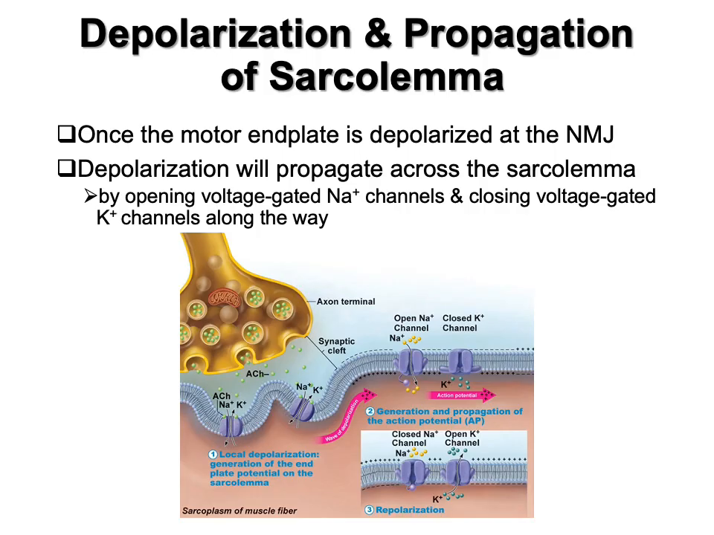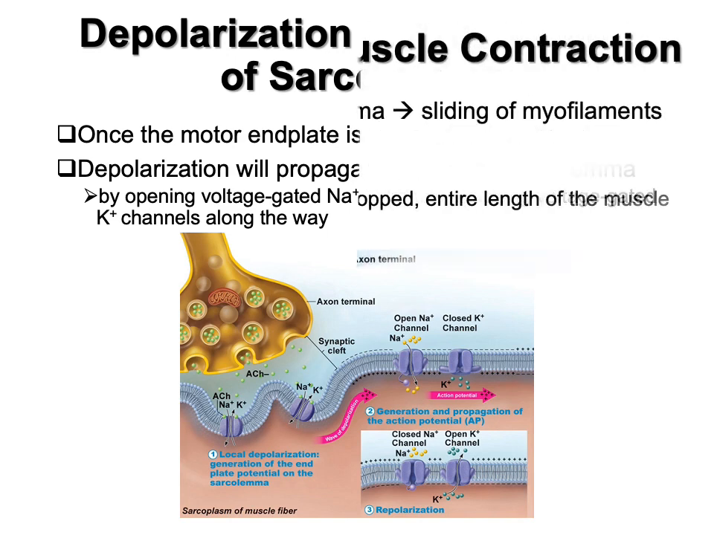Depolarization and propagation of the sarcolemma. Once the motor end plate is depolarized at the neuromuscular junction, the depolarization will propagate across the sarcolemma in both directions. And how does it do this? It does it just the same way as it did in the neuron. It'll open voltage-gated sodium channels and close voltage-gated potassium channels all along its way. And just like in a neuron, as soon as the action potential passes through a segment of the sarcolemma, that segment behind it will start its repolarization phase.